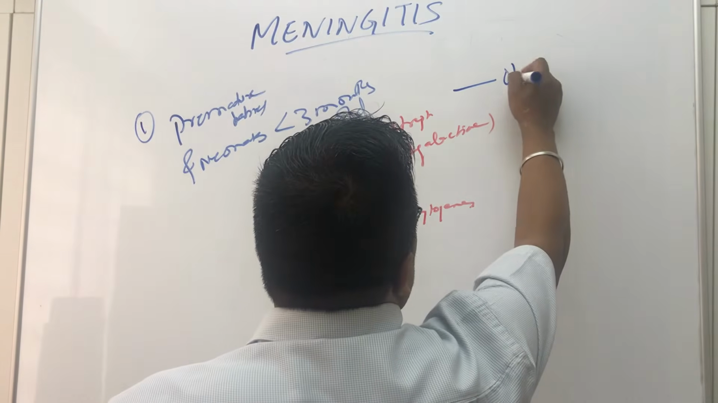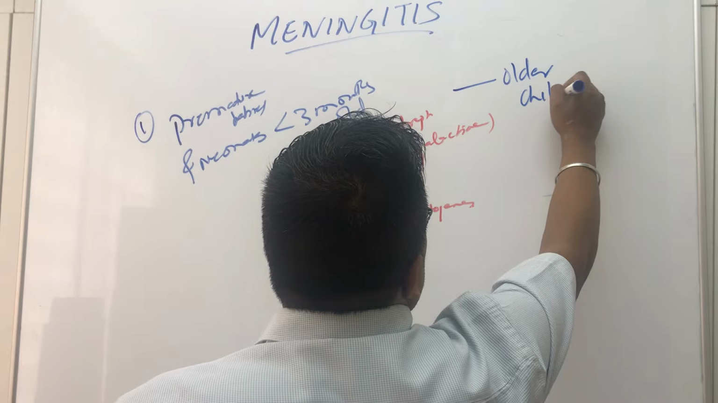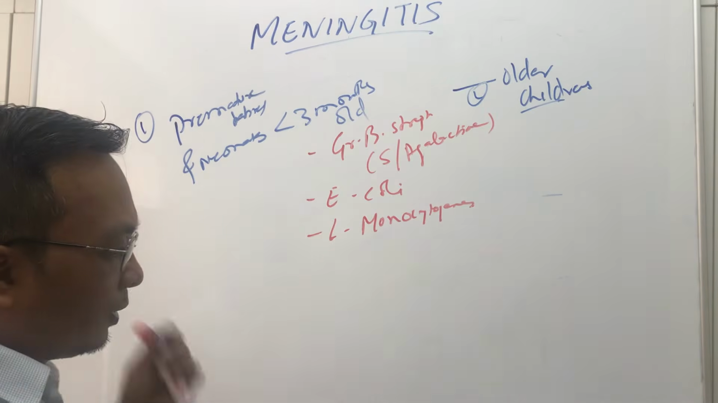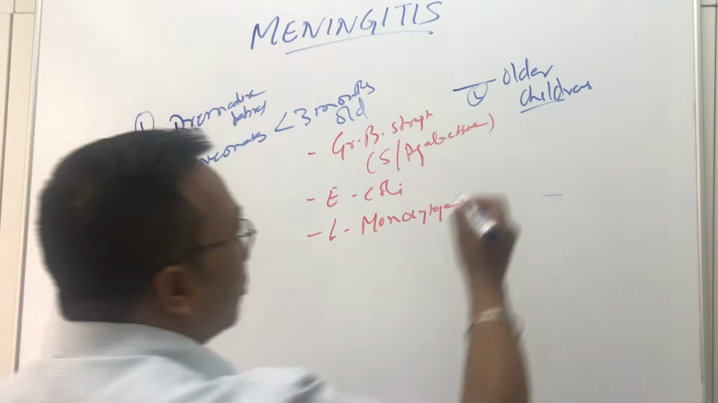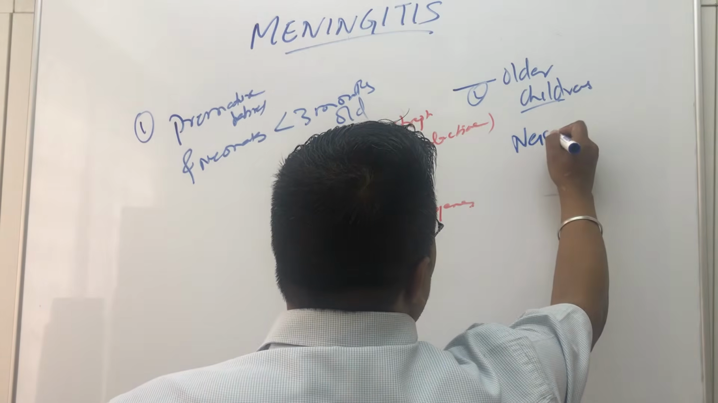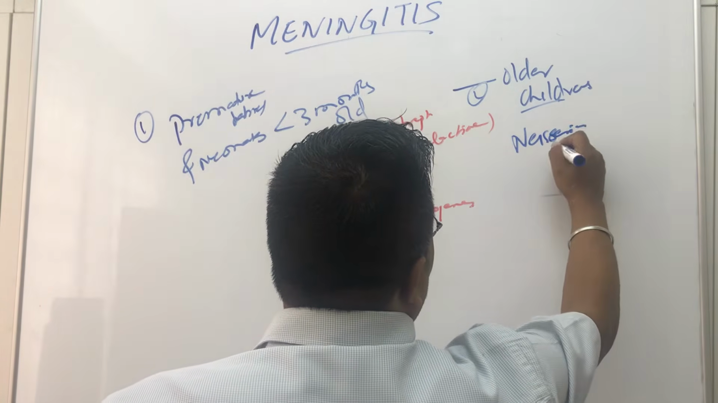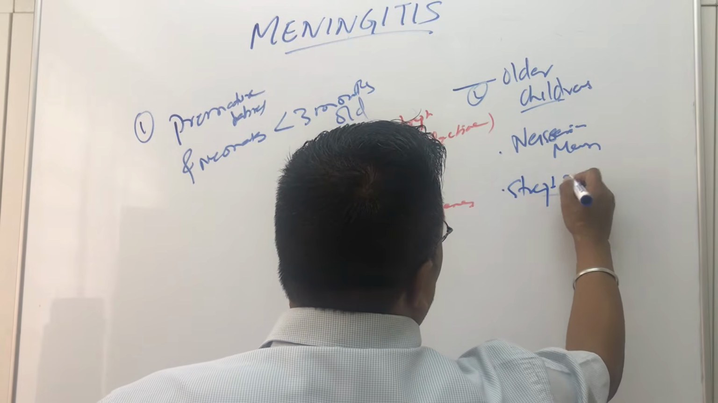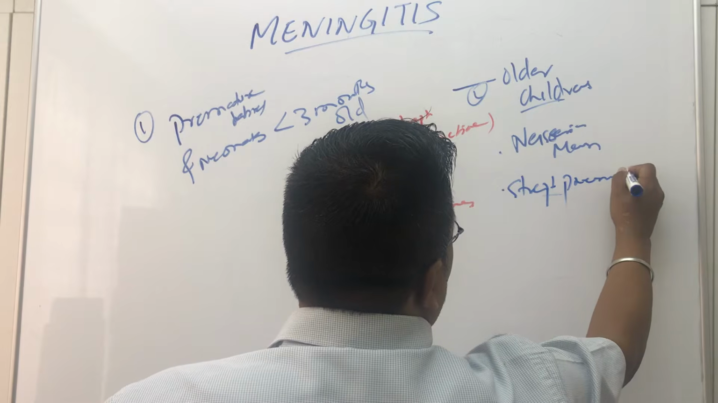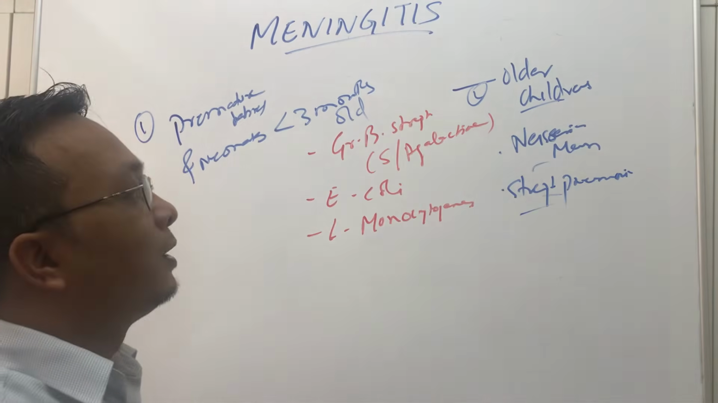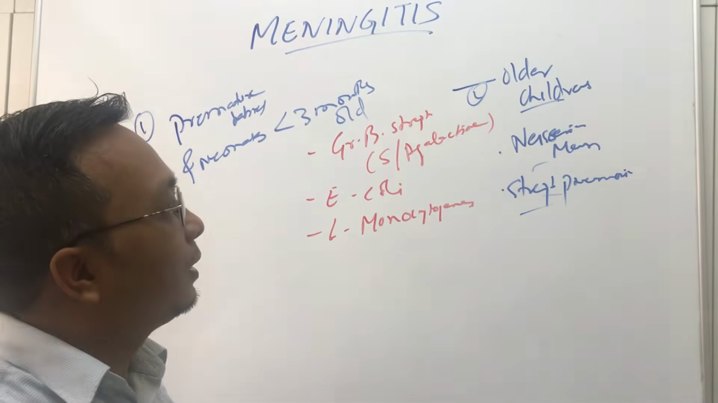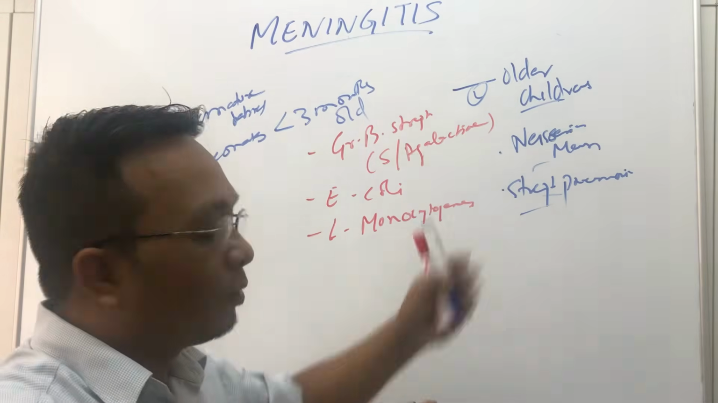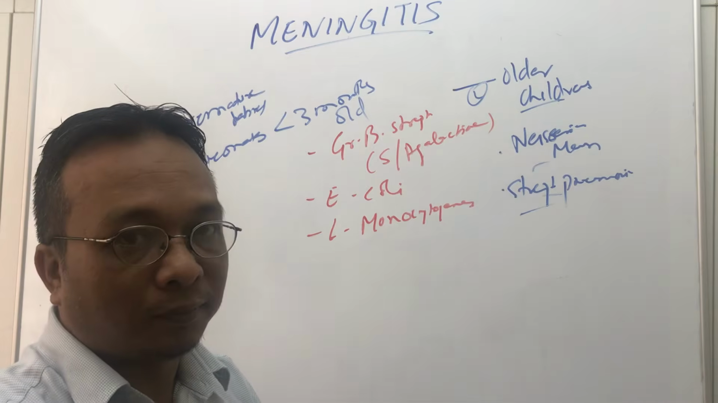This is older children. Okay, number 2. In older children, the commonest causes now are Neisseria meningitidis and Streptococcus pneumoniae. Both of these, as the age progresses, become the most common causes. Okay.